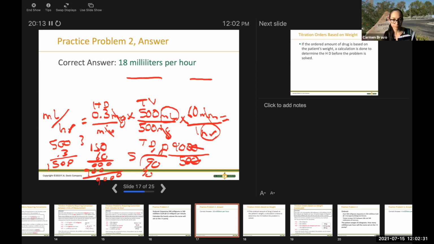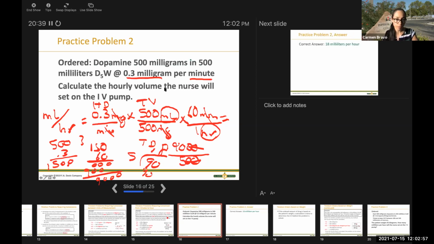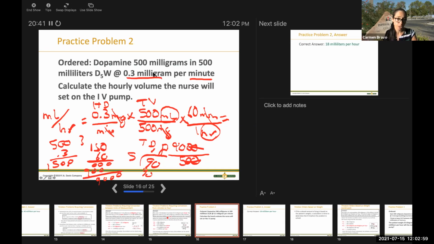Okay. You guys are okay? Yeah. Kind of, sort of. No, yeah. So where it says 0.3 milligrams per minute, you don't necessarily need per minute because it's an IV pump. Exactly. So, got it. That's the doctor's order.